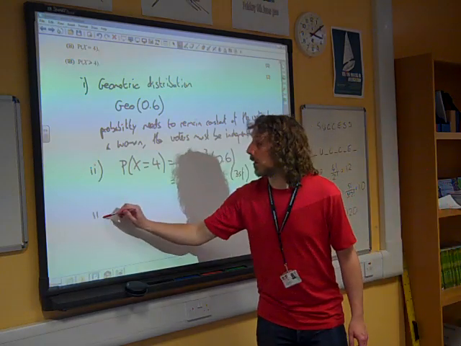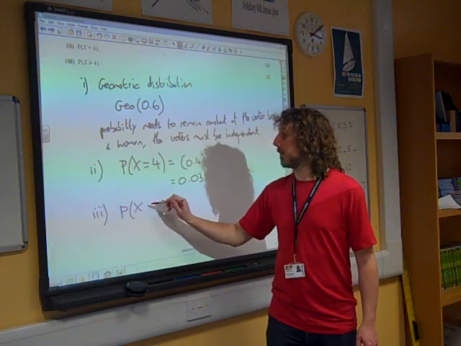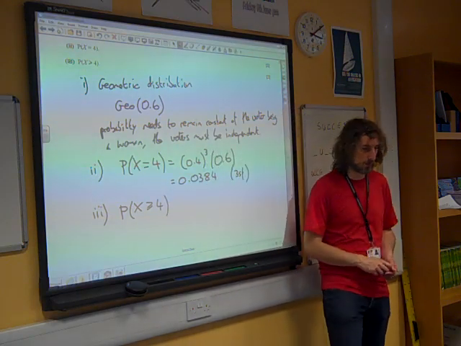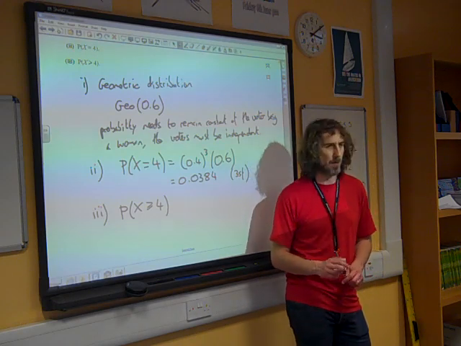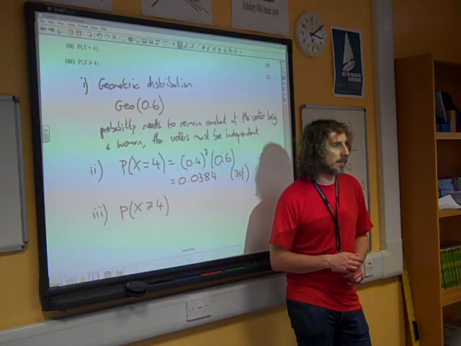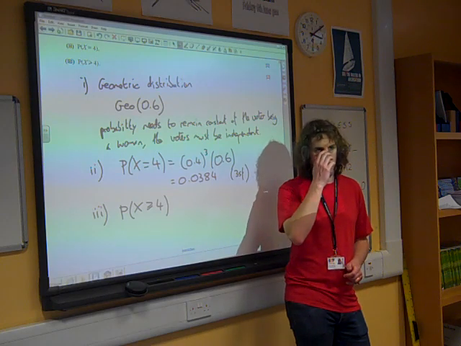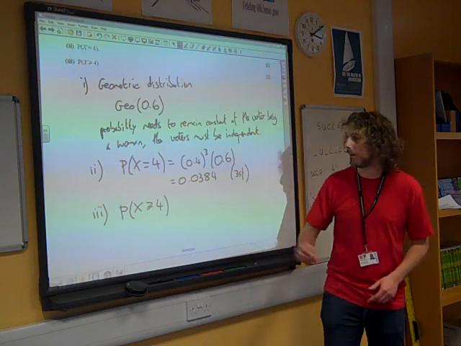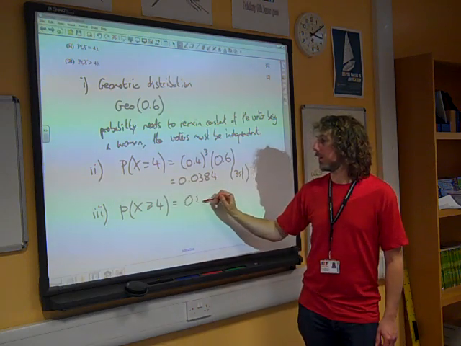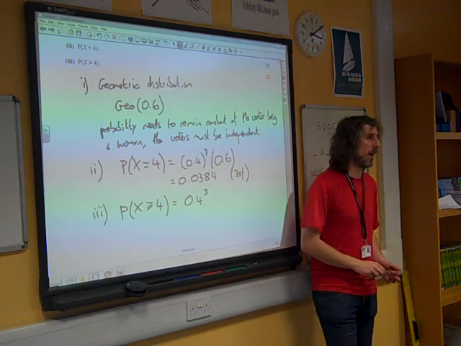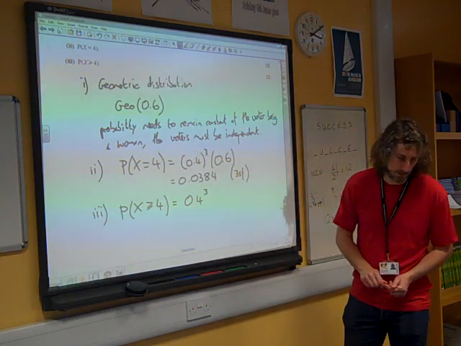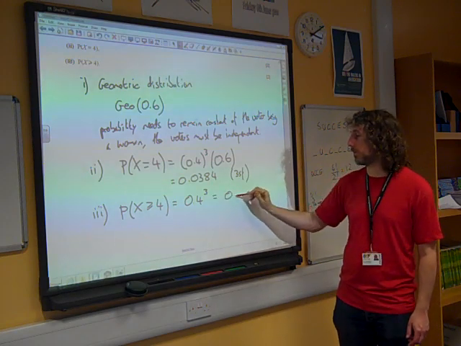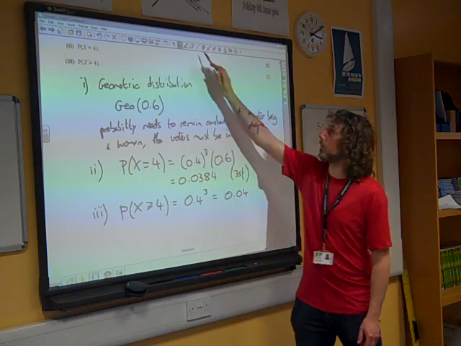And the other one, probability of X being greater than or equal to 4. This is the one that's always that little bit more difficult to think through. You've got to remember what's happening here. In order for X to be greater than or equal to 4, we must have had 3 failures. So the condition for this is that we must have had the first 3 being men, and so that would be 0.064.